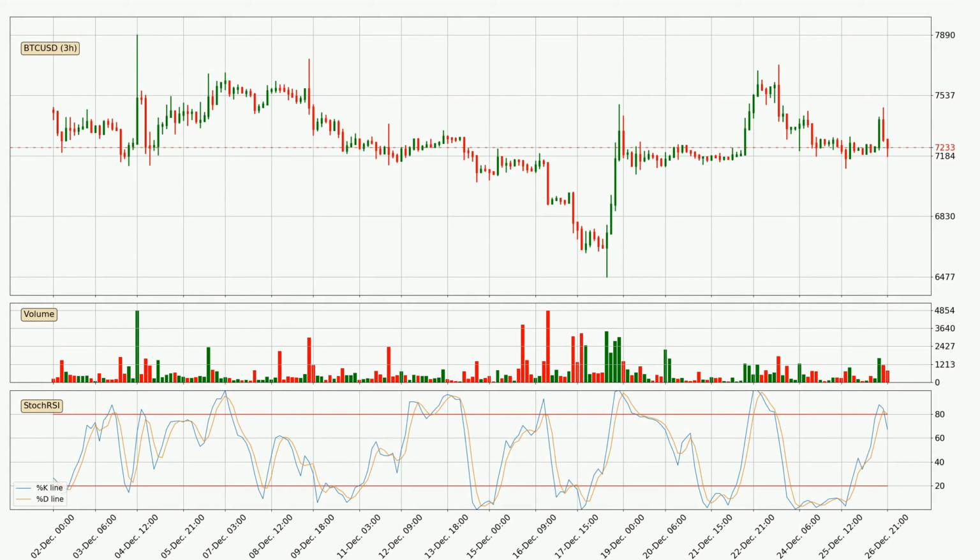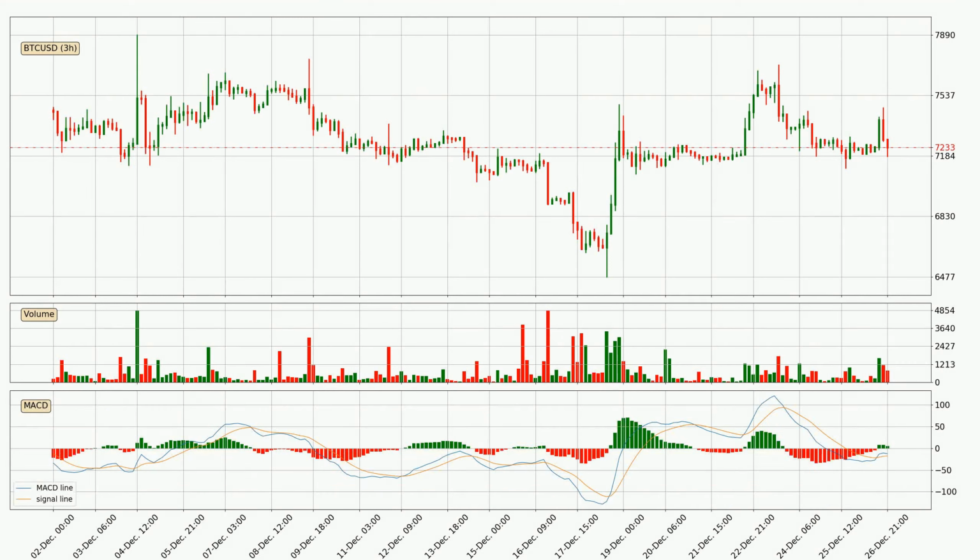Moving to the 3-hourly stochastic RSI, there are no signs of the stochastic RSI being oversold or overbought at this time, but we can see that the trend is currently going down because the K line is below the D line. Moving to the 3-hourly MACD, the MACD line is above the signal line, which shows that the current trend is on the upside. As we can see from the MACD histogram, the momentum is indecisive at this moment. This means that we can expect the price to remain the same for some time, and you should wait for the MACD line to cross the signal line. This will mean it's bearish.